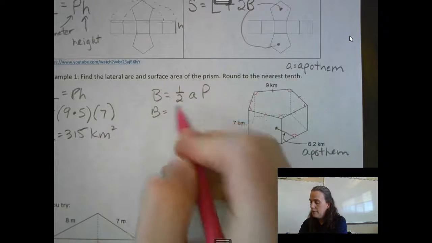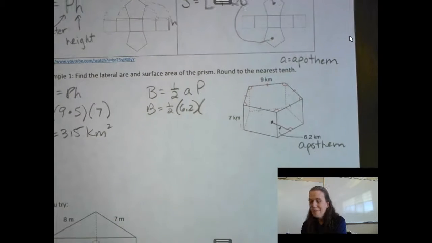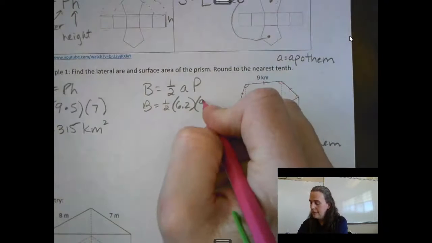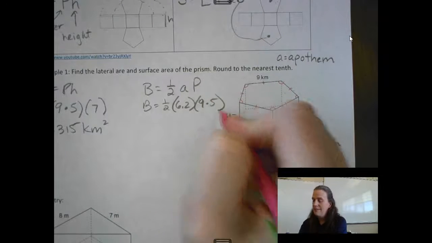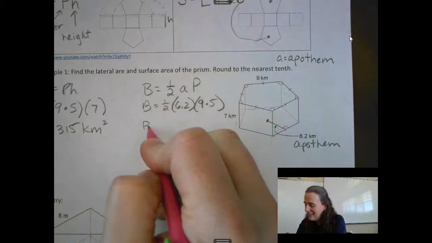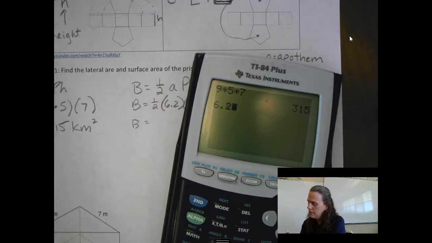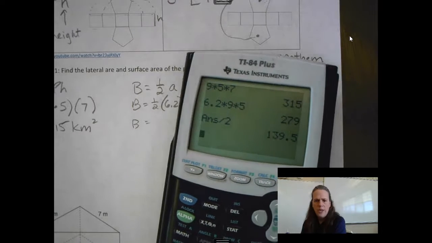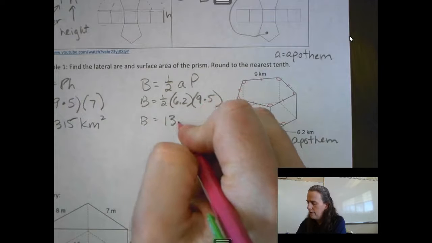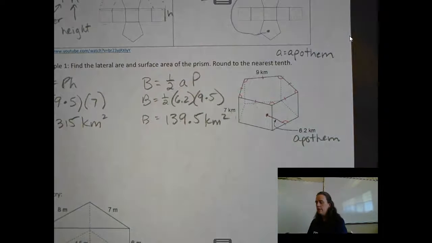Let's do this. Then the base equals 1/2 the apothem, 6.2, times the perimeter, which we said was 9 times the 5 sides, or 9 plus 9 plus 9 plus 9 plus 9, however you choose to do that. All right, let's throw it in our calculator and get the area for the pentagon. 6.2 times 9 times 5, and then I'm dividing it by 2. Did you get 139.5 kilometers squared?